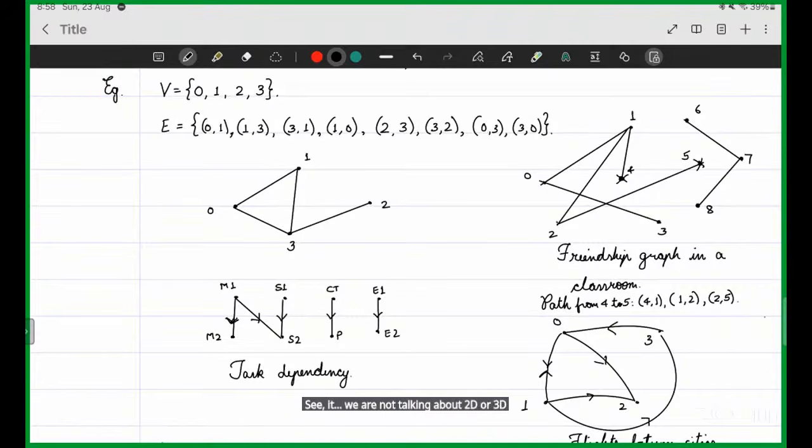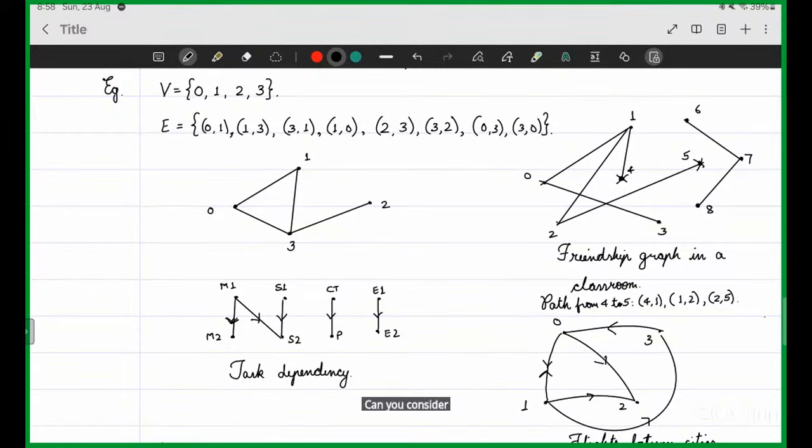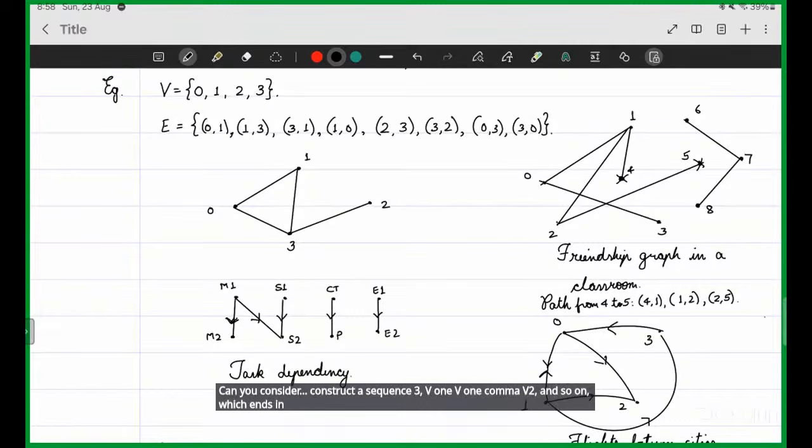Here, the data mathematically is just a set of edges, right? The edge set is given to you. Can you construct a sequence 3, v1, v1 comma v2 and so on, which ends in vn comma 6 or vn comma 7 or vn comma 8? That is not possible, right? Yes.